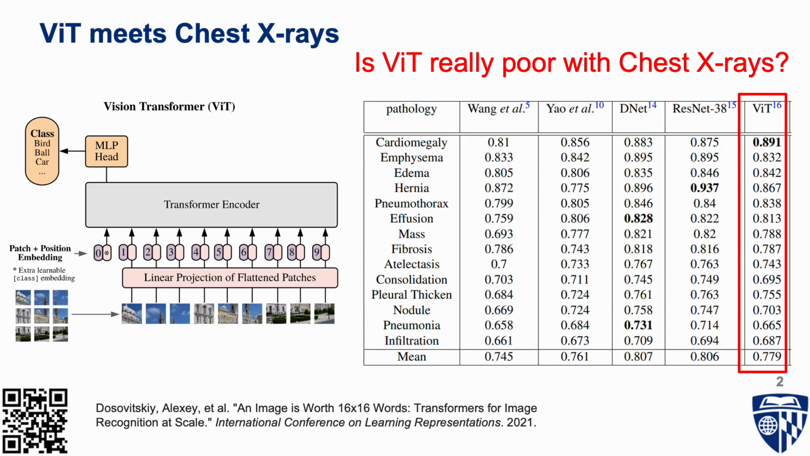Well, in the past several years, Transformer has become the most popular model architecture in deep learning, and the emergence of ViT leads the trends in the computer vision area. ViT shows remarkable performance on natural images. However, vanilla ViT always shows inferior performance in the medical domain. Is ViT really poor with medical images like chest X-rays?